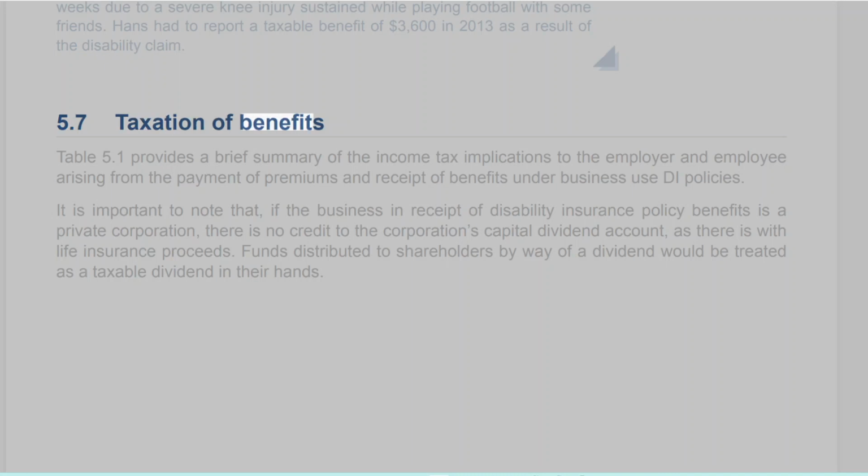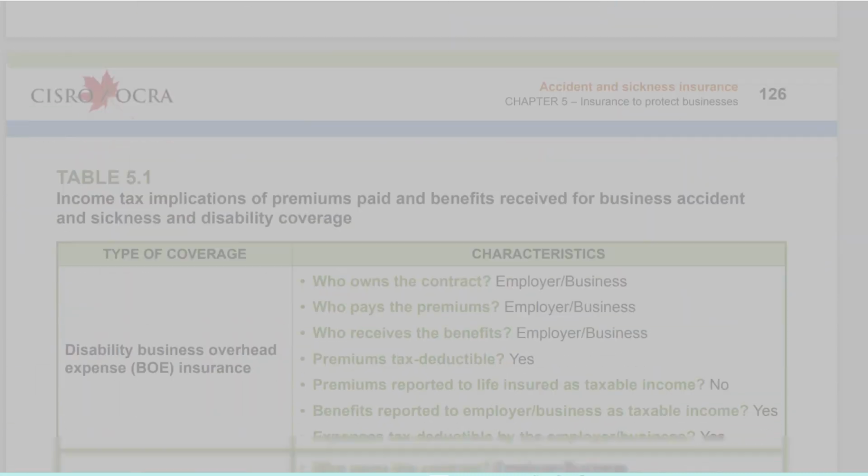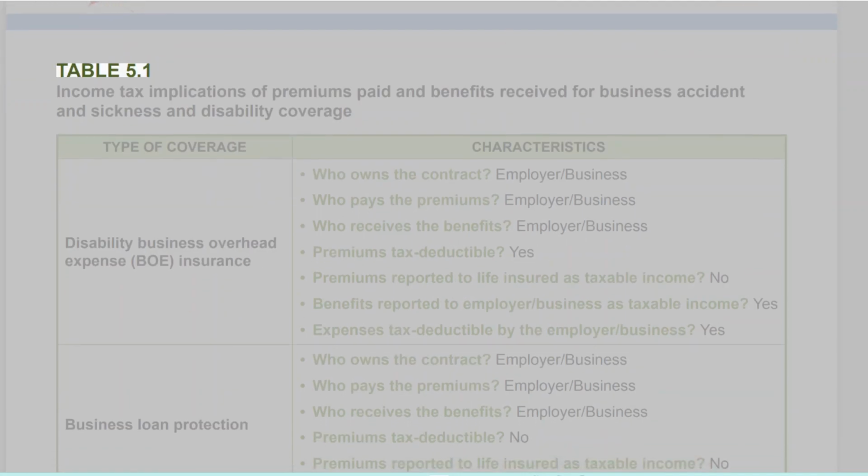5.7 Taxation of Benefits. Table 5.1 provides a brief summary of the income tax implications to the employer and employee arising from the payment of premiums and receipt of benefits under business use DI policies. It is important to note that, if the business in receipt of disability insurance policy benefits is a private corporation, there is no credit to the corporation's capital dividend account, as there is with life insurance proceeds. Funds distributed to shareholders by way of a dividend would be treated as a taxable dividend in their hands.